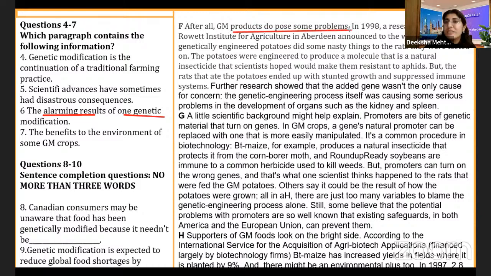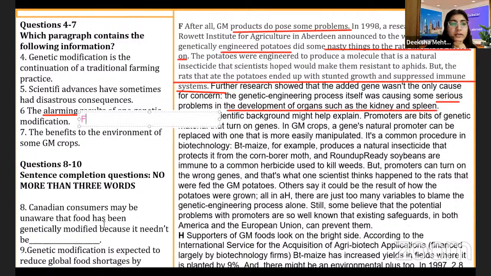And it says, the engineered potatoes did nasty things to the rats that they were tested on, right? The rats that ate the potatoes ended up with stunted growth and a suppressed immune system, and more. It was causing serious problems in the development of organs also. So yes, alarming results of one genetic modification, which is F.